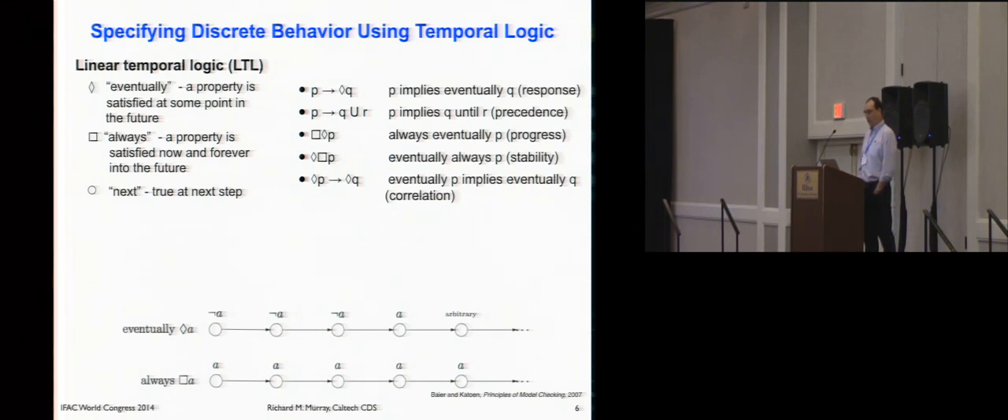So for example, if we want progress properties, the third bullet down, we might say that always eventually something's true. Always eventually I'm back in my lane, always eventually I check my rearview mirror, always eventually my actuators are near their middle position, whatever it is that I happen to want to say. We may also have stability conditions, eventually always. So we may say that eventually I always want to be within 1 meter of the center line. And of course, really this will not hold forever, and I'll say a little bit more in a second, but over some bound. And then the other combinations of things, so implications and responses and things of that sort.